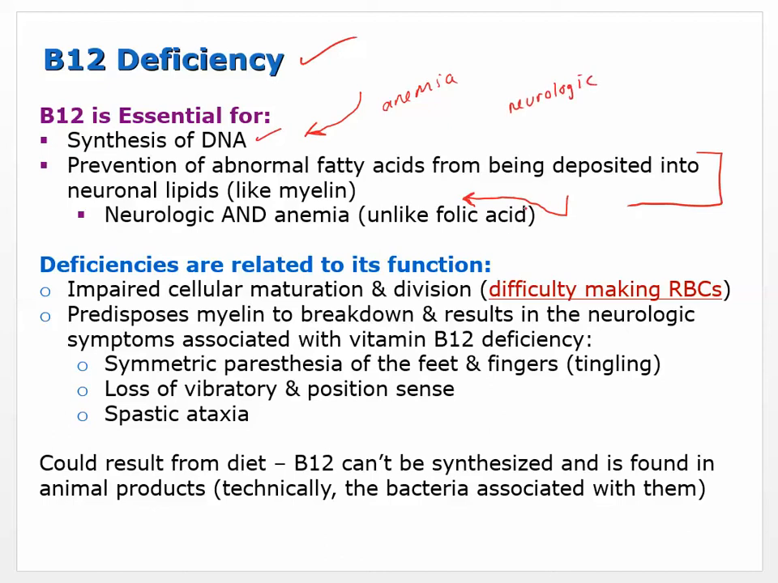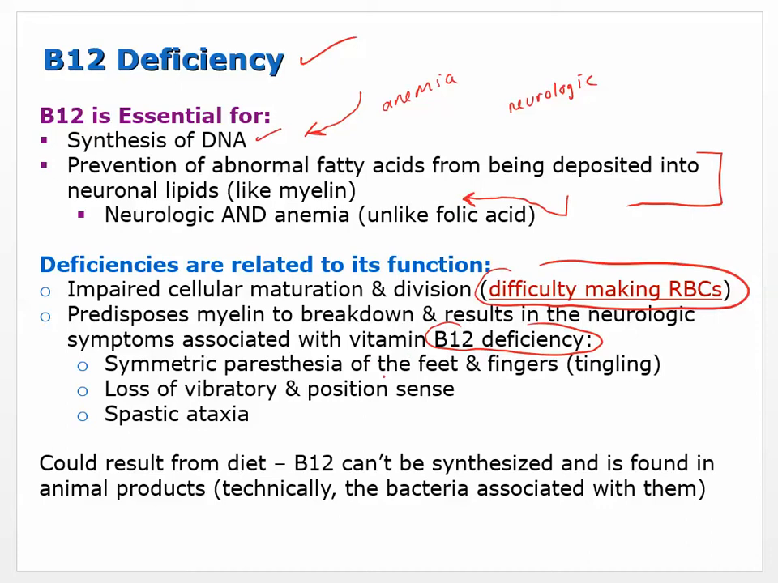Neurologic symptoms with B12 deficiency, and therefore pernicious anemia as well. So deficiencies are related to its function, impaired cellular maturation and division. Yes, you have difficulty making red blood cells. It predisposes myelin to break down, which results in the neurologic symptoms associated with this B12 deficiency.